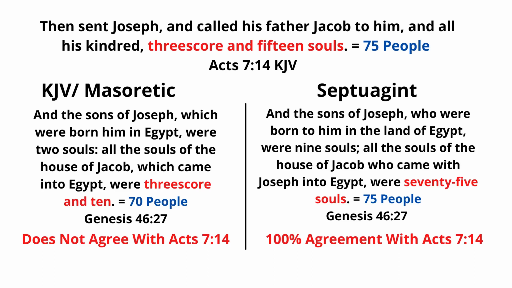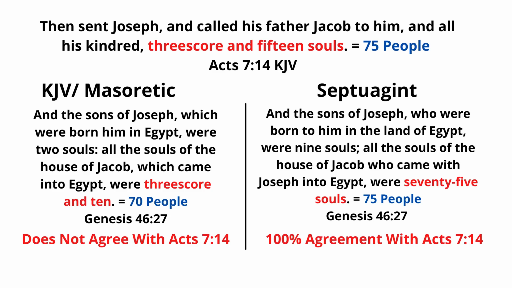Passage number 3, when Stephen was brought before the Sanhedrin, he made the following statement in Acts 7:14, and I quote, "Then sent Joseph, and called his father Jacob to him, and all his kindred, 75 souls." That number, 75, is the number 75, so it is talking about 75 people. In Genesis 46:27 and Exodus 1:5 of the Septuagint, it does record the same number of 75 people in the text, the same as what Stephen stated.